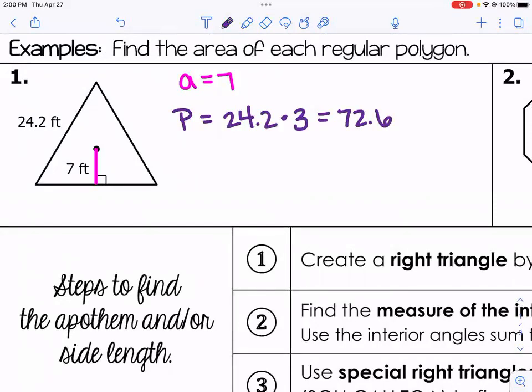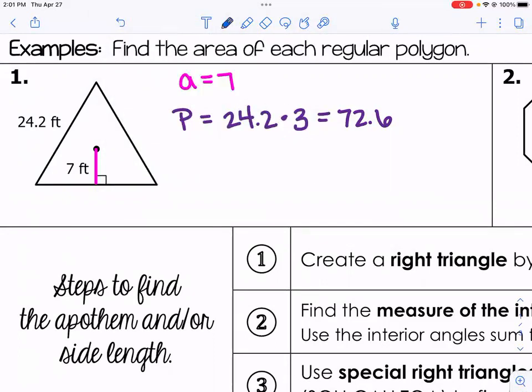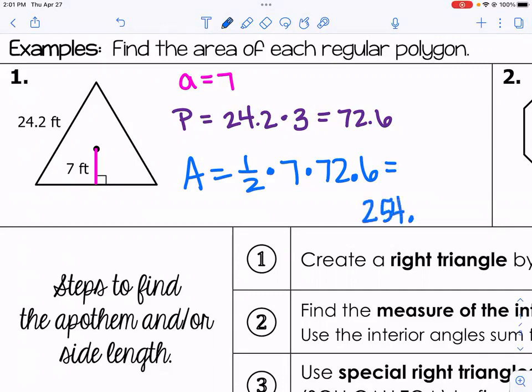Because it says find the area of each regular polygon. Regular means all the sides are the same. So if I want to find the area, we're going to take 1/2 times the apothem times the perimeter. I'm going to have you round to 1 decimal place.